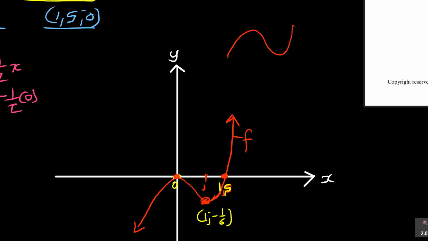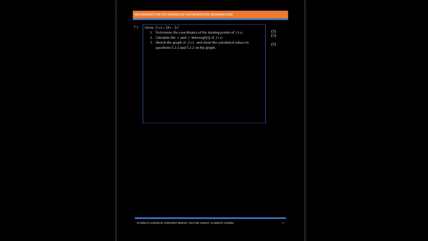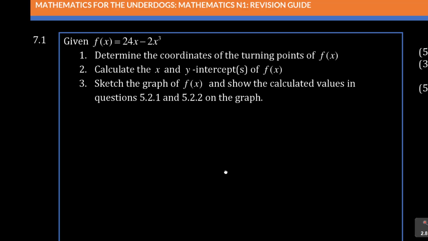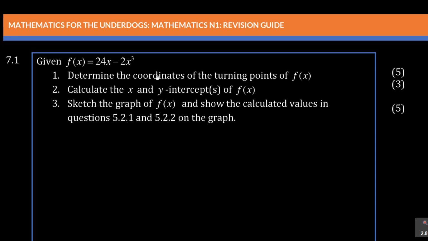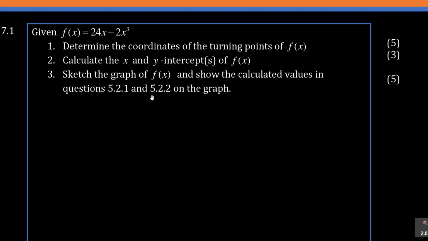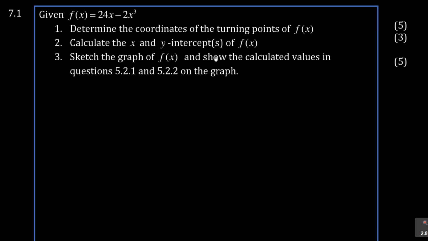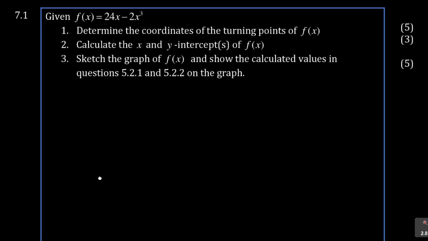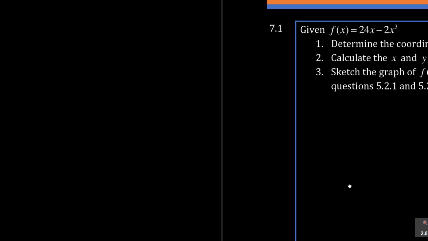Okay. Now let's look at another one which will be similar in approach, but a little bit different in the sense that I brought the one with a negative. Alright. Look at this. Now when it says given f(x) is equal to that, this is what you are given. It says determine the coordinates of the turning point. Same thing. First 5 marks, determine the coordinates of the turning point. So what do you do there?